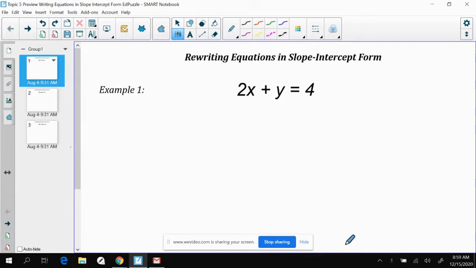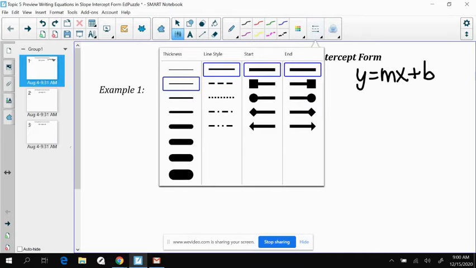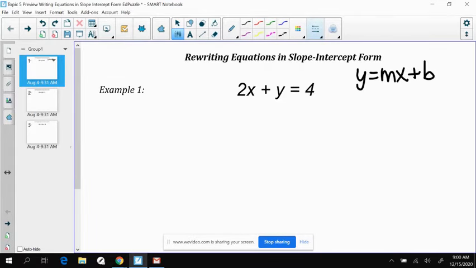In this video, we will review how to rewrite equations in slope-intercept form. Before we begin, let's review what slope-intercept form is. Slope-intercept form is the equation of a line written in y equals mx plus b form. There are times when we're given equations that are not in this form, and we are going to rewrite the equation to put it in y equals mx plus b form.